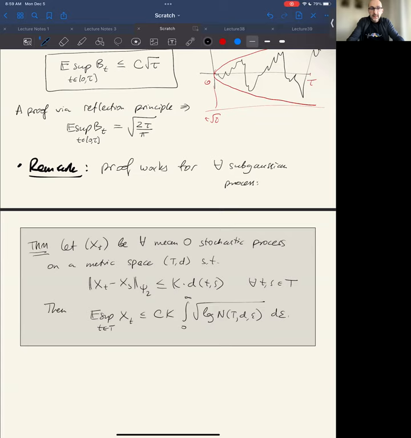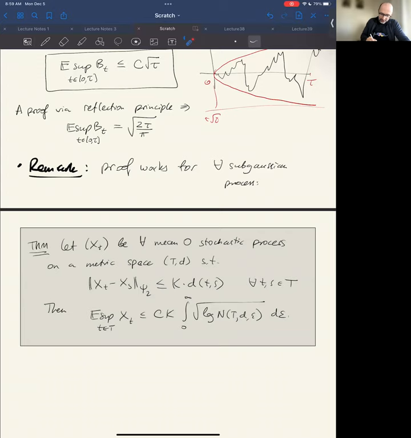And next time, what we'll do, we'll apply this theorem to empirical processes and get a new way of treating empirical processes and the result coming back to machine learning where they're needed for empirical risk minimization.